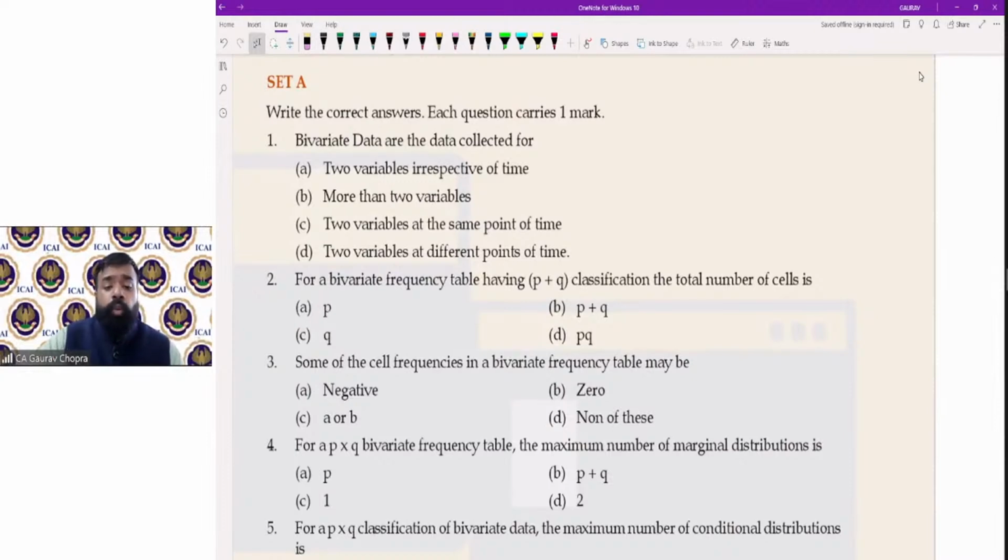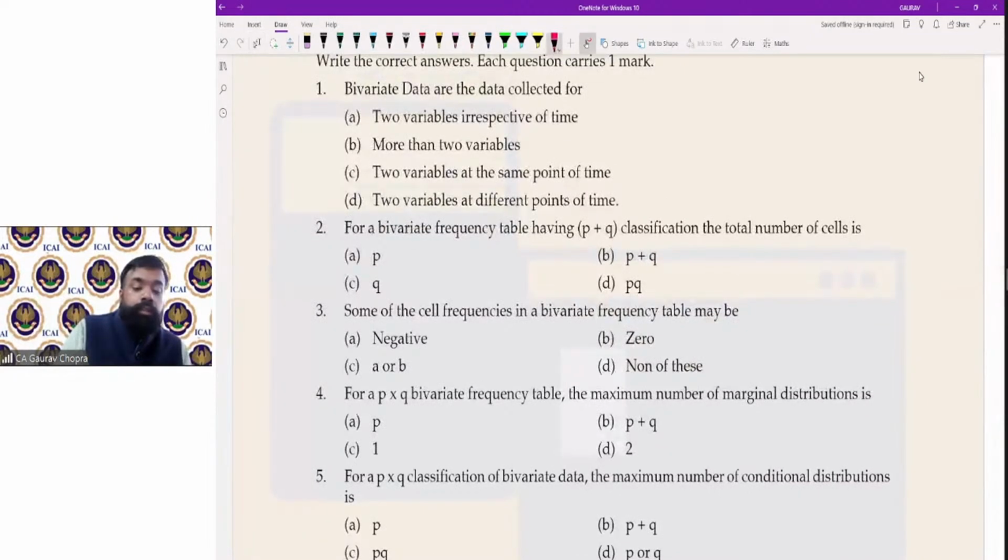So set A question number 1 rapid fire round. ये सारे बहुत शॉर्ट एमसीक्यू है, रैपिडली फटाफट से आपको सॉल्व करना है. Bivariate data are the data collected for two variables. अब देखो टू वेरिएबल्स सब में लिखा है, तो ज्यादा डिटेलिंग किसमें है, ज्यादा पॉइंट्स कहां पे कवर हो रहा है. टू वेरिएबल एट सेम पॉइंट ऑफ टाइम, ऑप्शन नंबर C. Second, for bivariate frequency table the total number of cells हम कैसे निकालते हैं, रोज मल्टीप्लाई बाय कॉलम, सो P into Q.